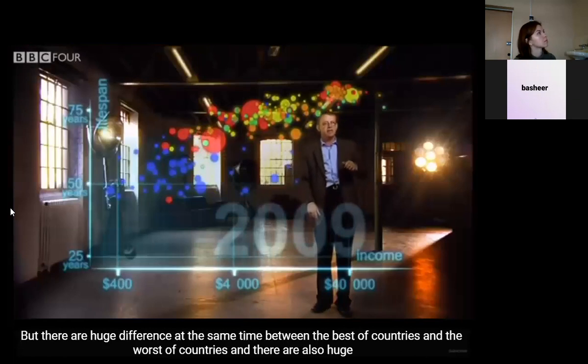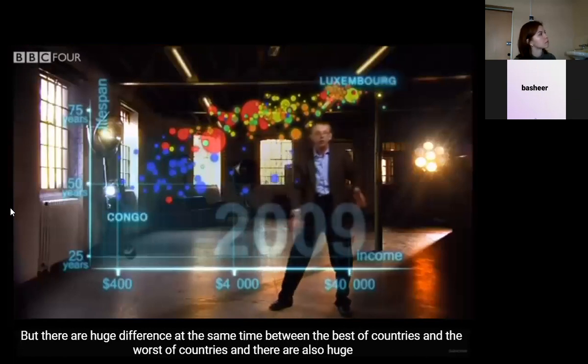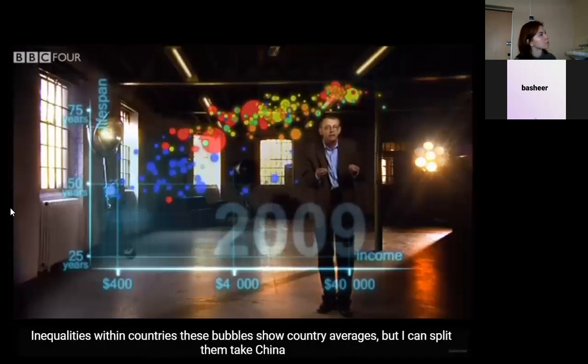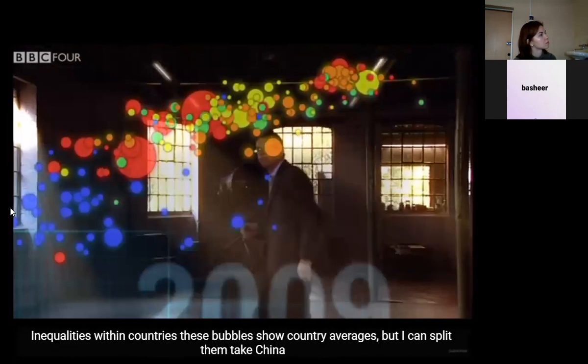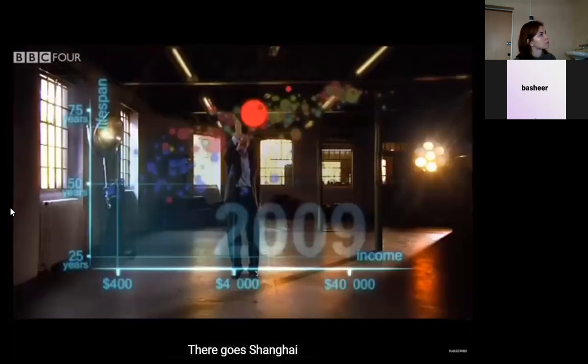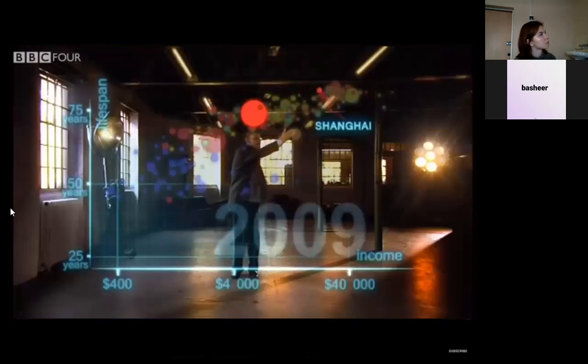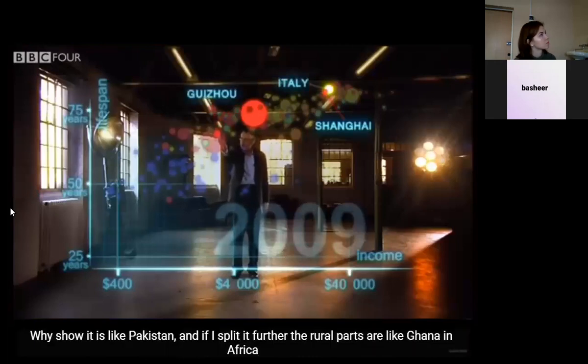Huge difference at the same time between the best of countries and the worst of countries. And there are also huge inequalities within countries. These bubbles show country averages. In China, I can split it into provinces. There goes Shanghai. It has the same wealth and health as Italy today. And there is the poor-in-life province Guizhou. It is like Pakistan. And if I split it further, the rural parts are like Ghana in Africa.